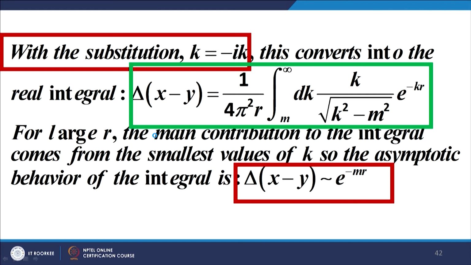If we substitute k equal to minus i k, this converts it into a real integral, which is given in the green box in the slide. And for large r, the contribution of the exponential predominates, and the contribution of k is confined to the smallest values, which occurs when k is equal to m, and therefore, we get delta x minus y is of the order of e to the power minus r.